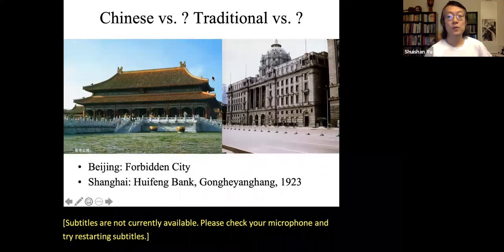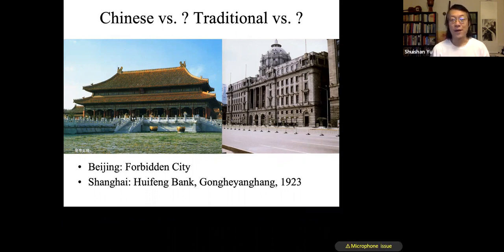So when I say traditional Chinese architecture, we might want to reflect on that a little. When we say Chinese architecture, Chinese versus what? And when we say traditional architecture, traditional versus what? Does anyone have any thought about that? If you want to respond, you can unmute yourself. So Chinese versus what? Someone want to fill in the blank?